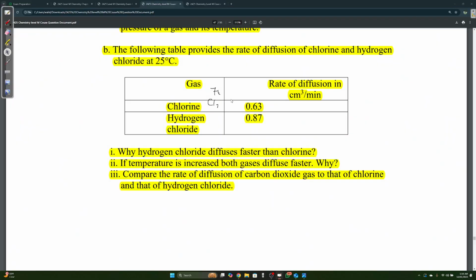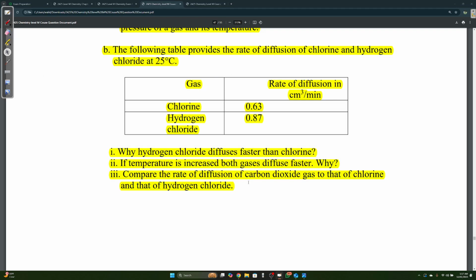Because some people will mix up. They think that the chlorine we're using here is 35.5 and hydrogen chloride is 36.5, so they get confused. But no, we're talking about chlorine molecules here because we're talking about the gas chlorine. So it's Cl2 and its molar mass is 71.